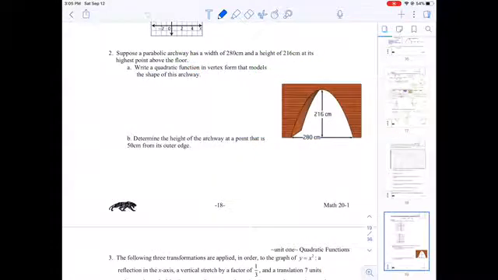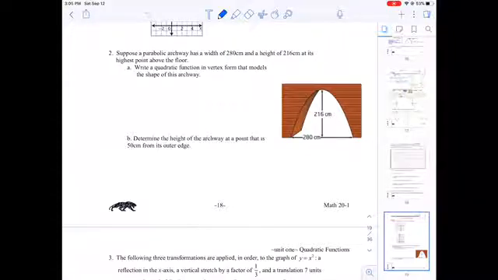Okay, let's take a look at the next question. It says, suppose a parabolic archway has a width of 280 centimeters and a height of 216 centimeters at its highest point above the floor. So it's like a tunnel. Write a quadratic function in vertex form that models the shape of this archway.